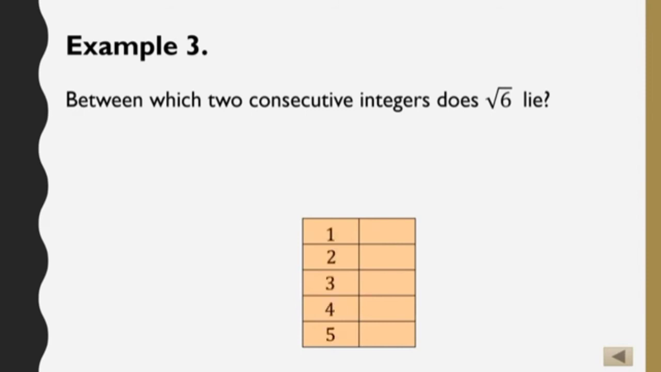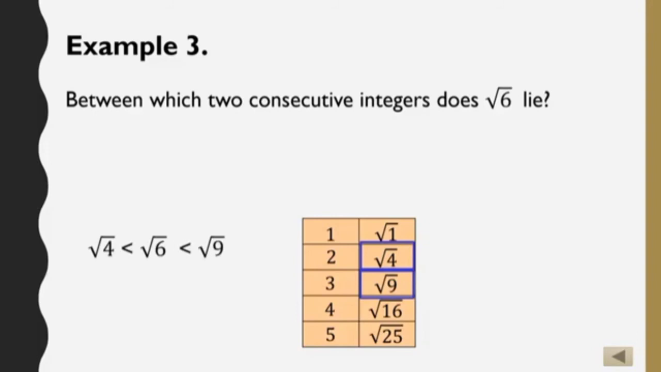So isulat natin 1 to 5 and then let us now write the square roots of each number. Square root of 1, square root of 4, square root of 9, square root of 16, and square root of 25. Ano sa tingin nyo yung dalawang numbers na pumagitna sa square root of 6? O saang gitna nakalagay ang square root of 6? Tama, iyon ay nasa gitna ng square root of 4 at ng square root of 9. So, we will write it as this one. Square root of 4 is less than square root of 6, which is less than square root of 9.